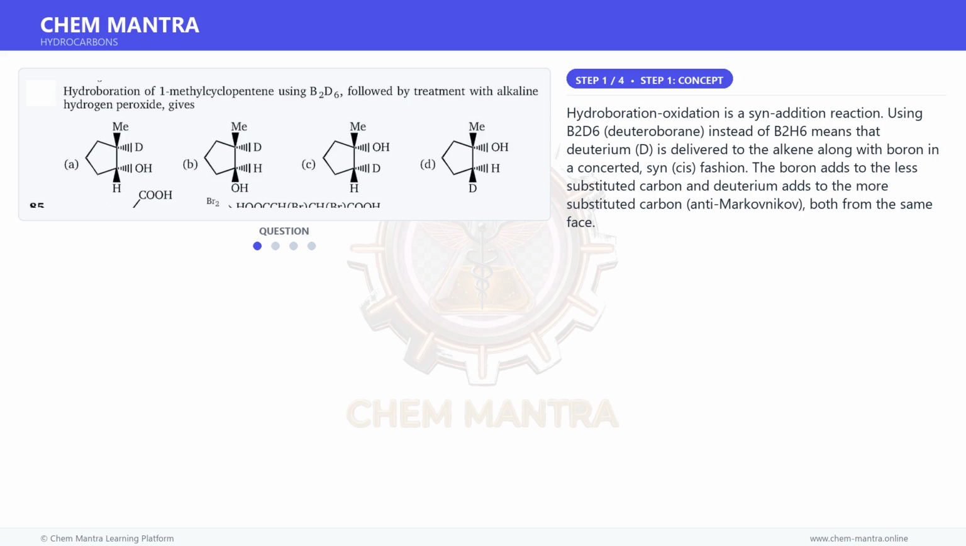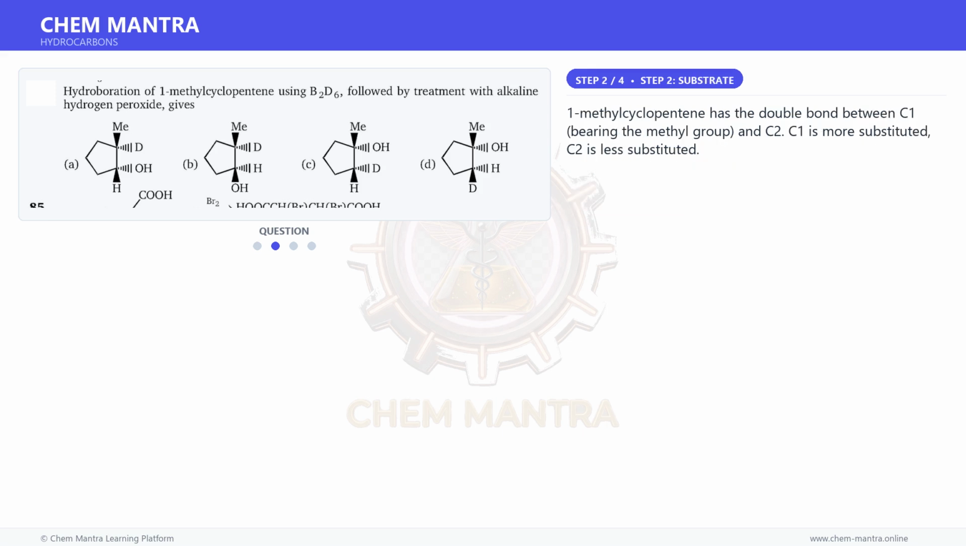Using B2D6, deuteroborane, instead of B2H6 means that deuterium, D, is delivered to the alkene along with boron in a concerted, SYN, CIS fashion. The boron adds to the less substituted carbon, and deuterium adds to the more substituted carbon, anti-Markovnikov, both from the same face. Moving on to the next step.